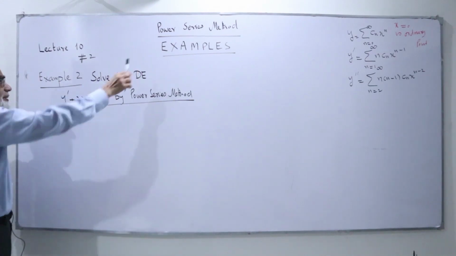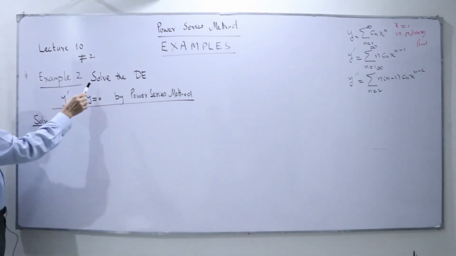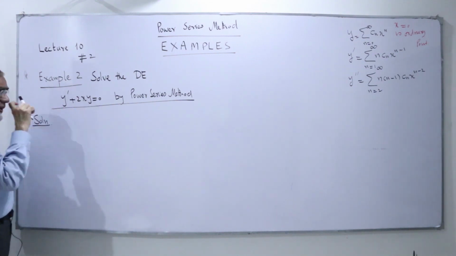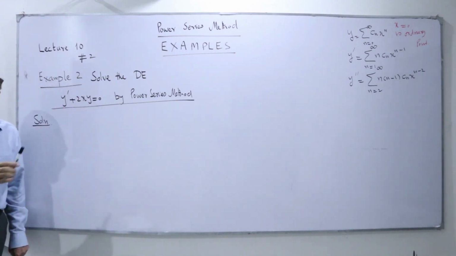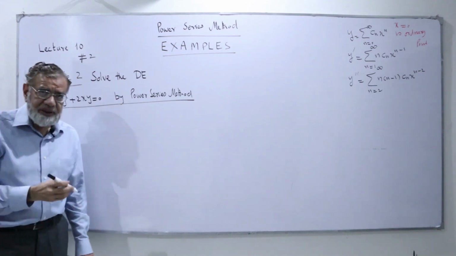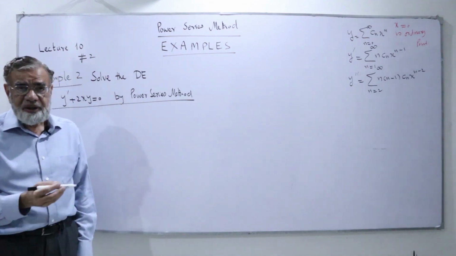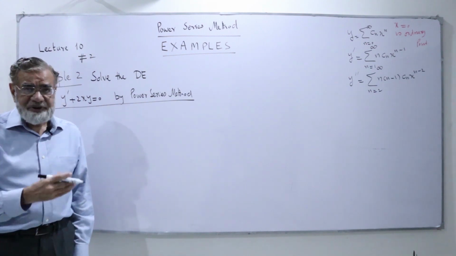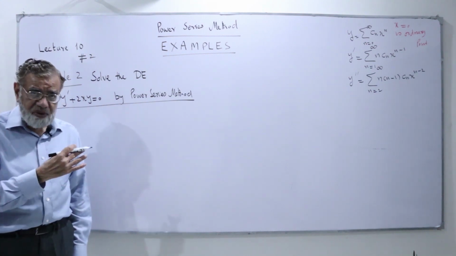Now I take some examples. So my example 2 is, I want to solve the differential equation y dash plus 2xy equal to 0 by power series method. We can solve it very easily by the method we have discussed, first order linear differential equation by separation of variables. But I just want to show you how we can apply the power series method by solving this problem.